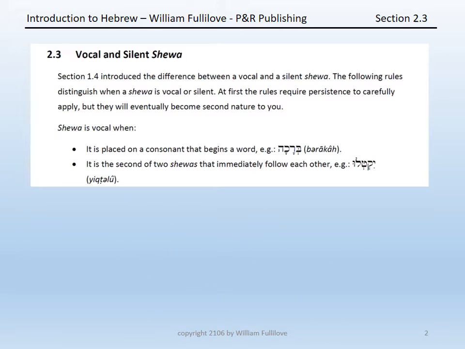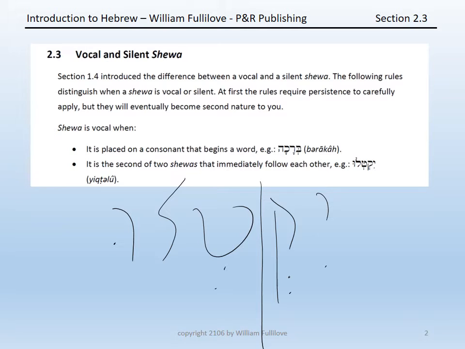Second, if a schwa is the second of two schwas that immediately follow each other, the second one must be vocal. In Hebrew, yik'ta'lu, because yik forms a syllable, and each syllable begins with a consonant, lu must be a syllable. That means the tet must have a vowel sound on it to stand as its own syllable, meaning that the second of the two schwas on the tet is vocal.